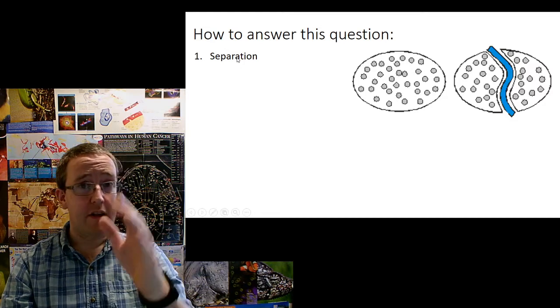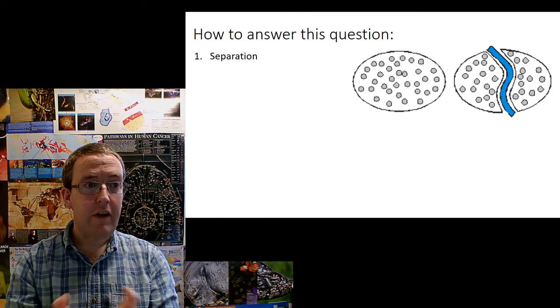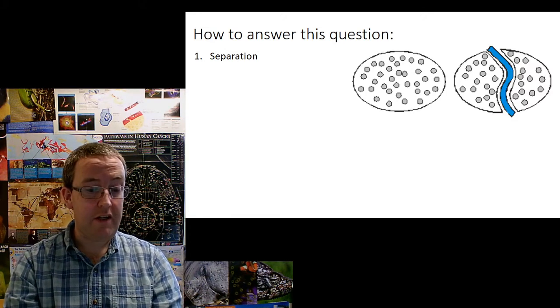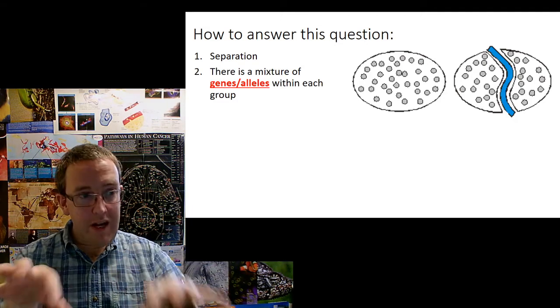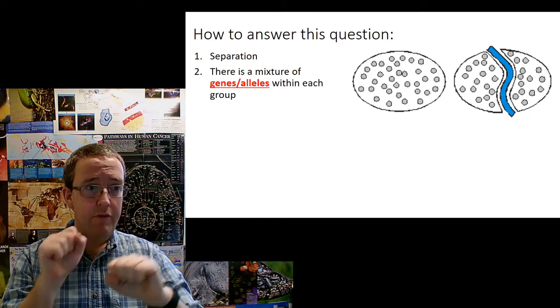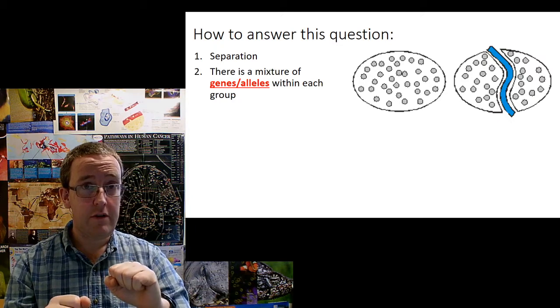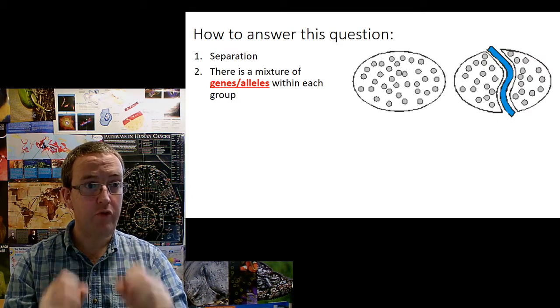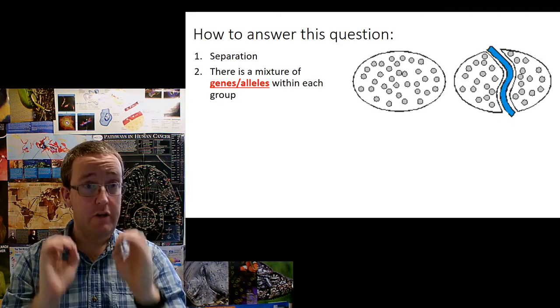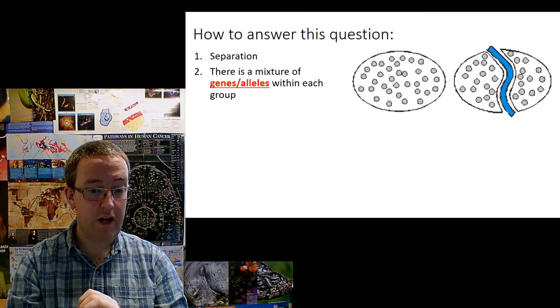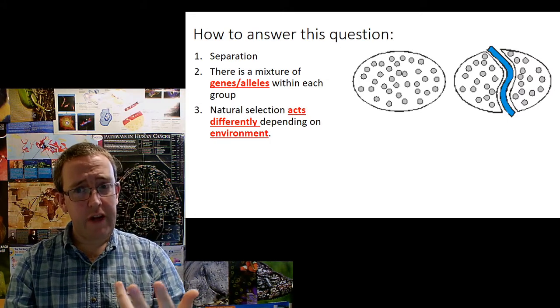Step 1, separation. So you'll need to mention what it is in the example that you're given that is separating these two organisms. Within each population, there's a mixture of genes and alleles of those genes within the groups. Okay, and that's important to mention with proper genetic terminology, genes and alleles. Okay. Natural selection, of course, will act differently.